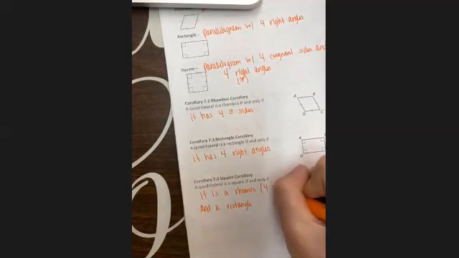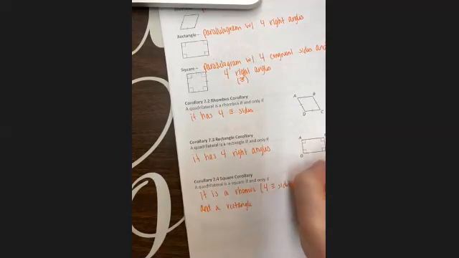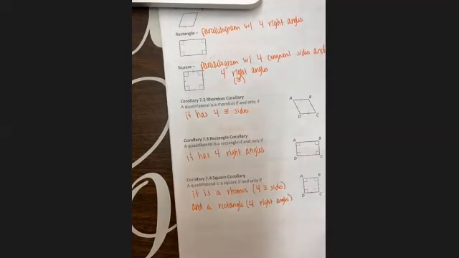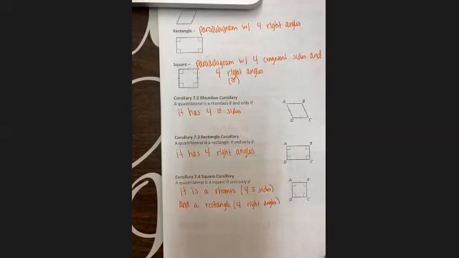Well, what does it mean to be a rhombus? It means 4 congruent sides. Rectangle means 4 right angles. Once you're done there, you can turn the page.